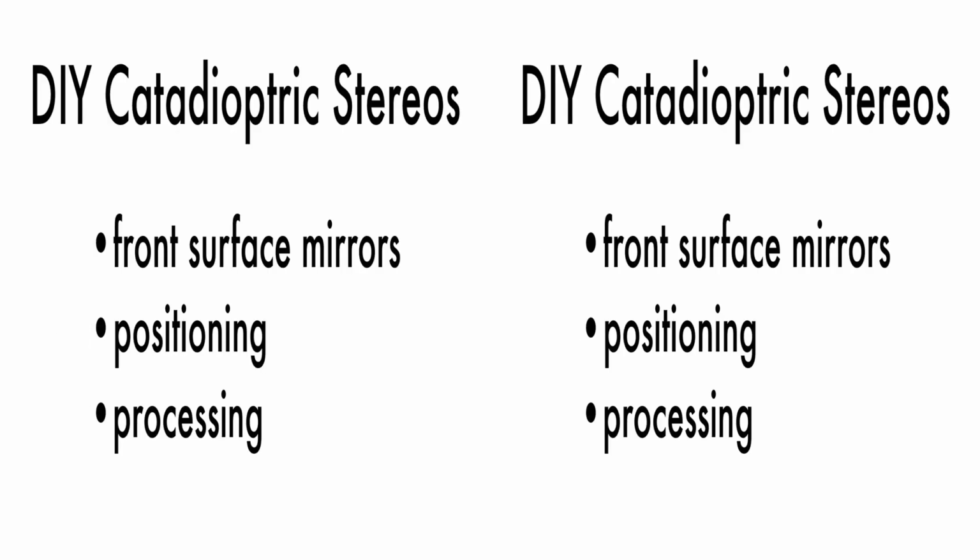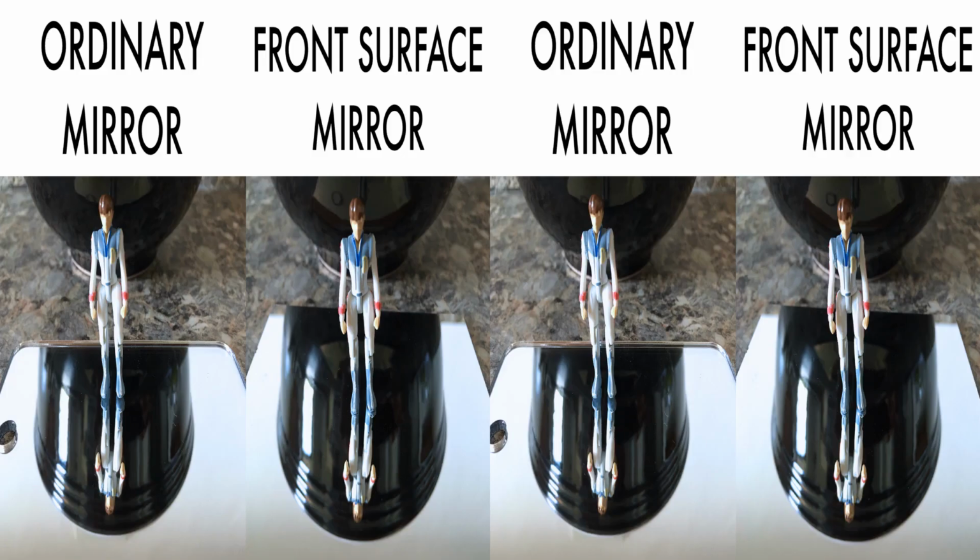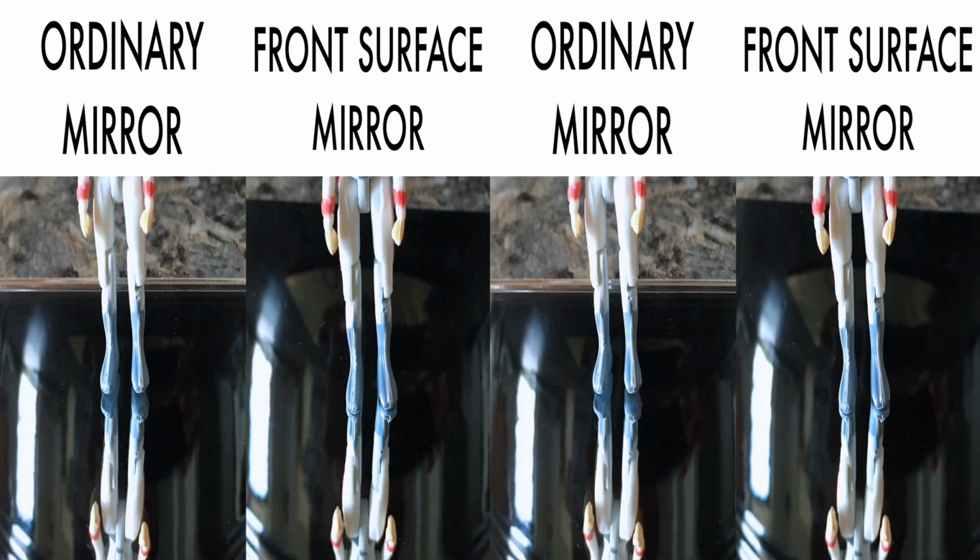Now let's discuss how. I'll cover front surface mirrors, mirror and camera positioning, and image processing in post. First, mirrors. Although you can start with any handheld mirror, you'll get the best results with a front surface, aka first surface, mirror. If we look closely, we can see the differences. Notice that with the ordinary mirror at left, there is a small gap between the figure and its reflection. It appears to be floating. There is no such gap with the front surface mirror.